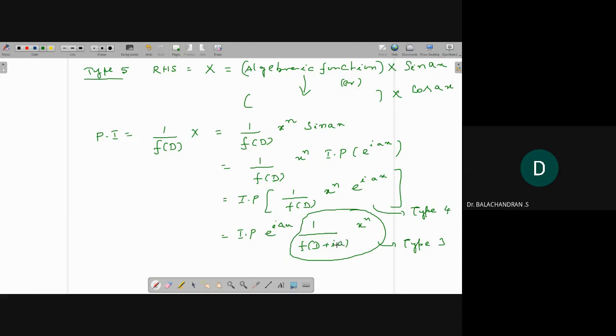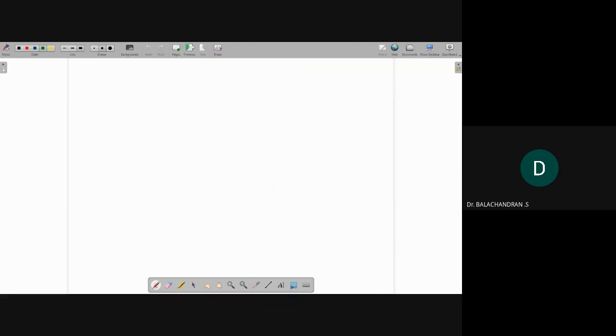Similarly, if you have cos ax here, what is the difference? Instead of the imaginary part, you write the real part. Suppose you have cos ax, replace the imaginary part by the real part. That is the only difference. Here I'm not going to write that procedure, I think you can easily understand. Now I'm going directly to the problem.